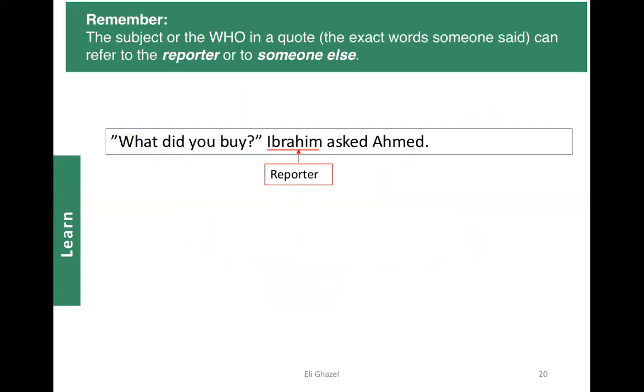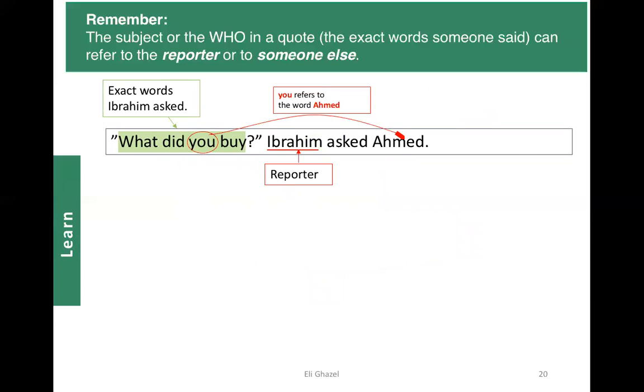Okay, now we know that Ibrahim asked Ahmed, so Ibrahim is the speaker, and these are his exact words. But notice we have a "you" there. Does it refer to Ibrahim or to Ahmed? Well, since Ibrahim is asking the question, "What did you buy?" to Ahmed, "you" has got to refer to Ahmed.